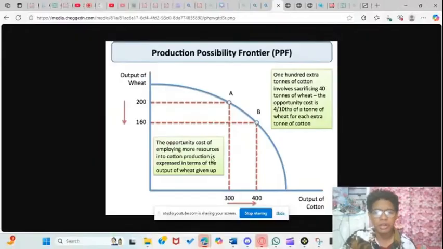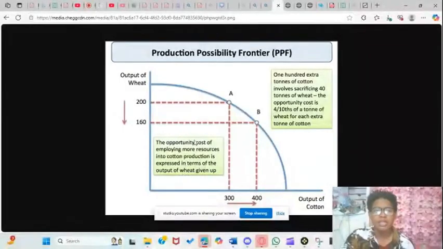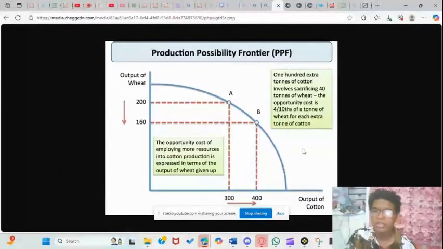So the opportunity of employing more resources into cotton production is expressed in terms of output we've given up. As I said before, in the diagram, that is the opportunity cost. We have the two products of wheat and cotton. So 100 extra tons of cotton involves sacrificing 40 tons of wheat. The opportunity cost is 4 tenths of a ton of wheat for an extra ton of cotton.